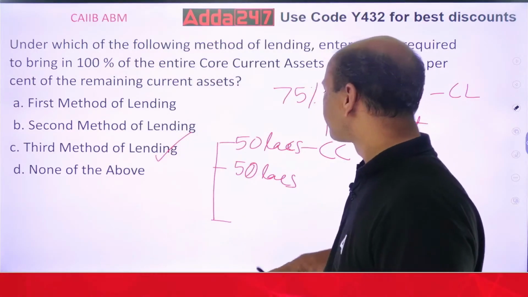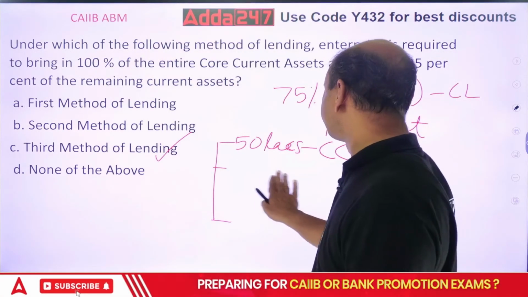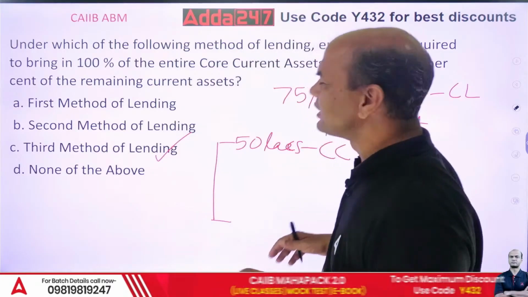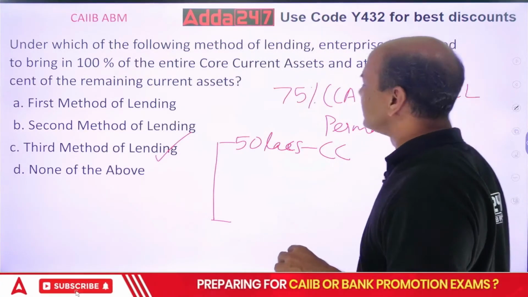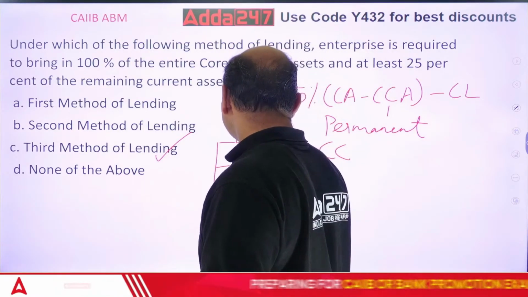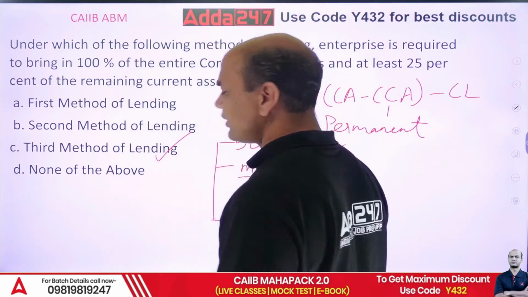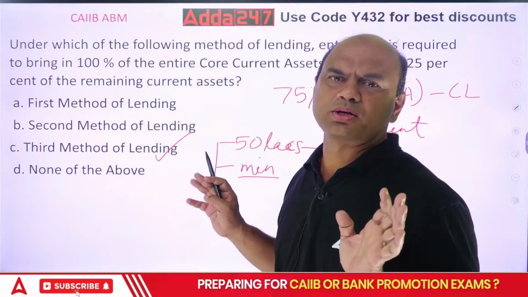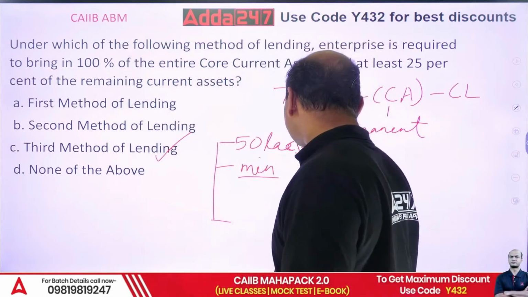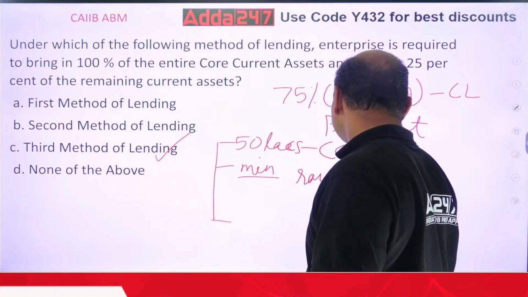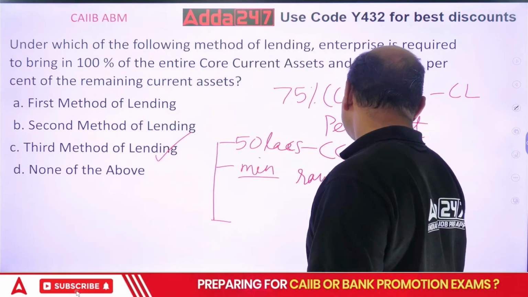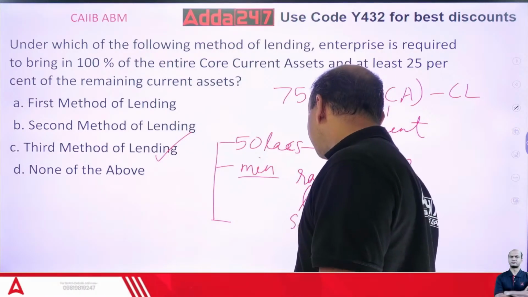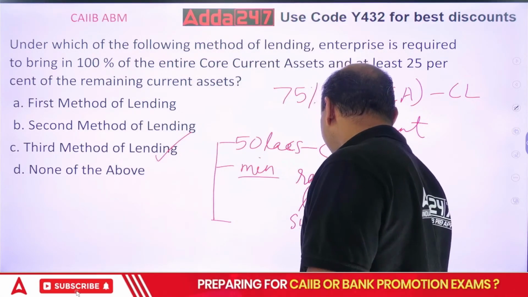Suppose I have given a loan of 50 lakhs. Banks judge this customer: what is the minimum level of working capital requirement? Means what is the minimum level of, let's say, raw material, on which the company can function? If any crisis arises, the company should be able to function on that minimum level of raw material, labor, suppliers, means creditors, and debtors.